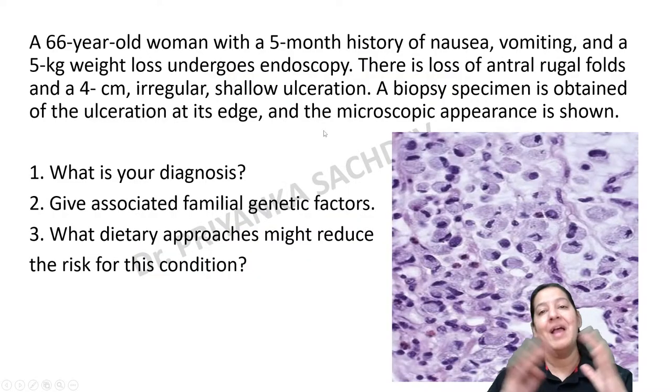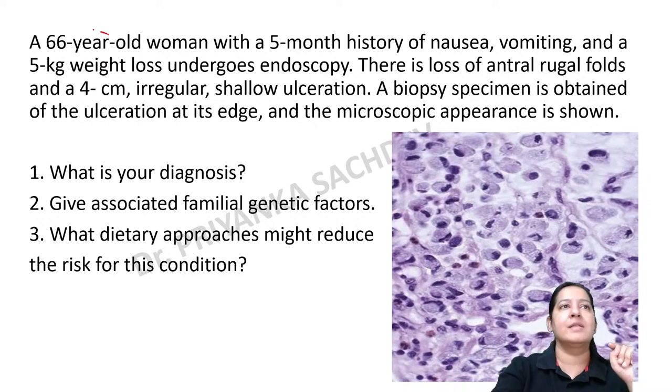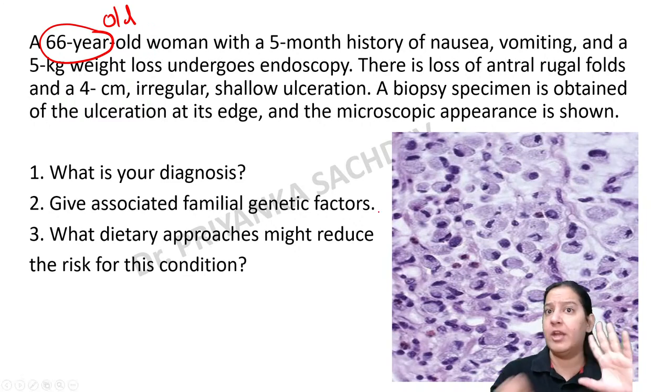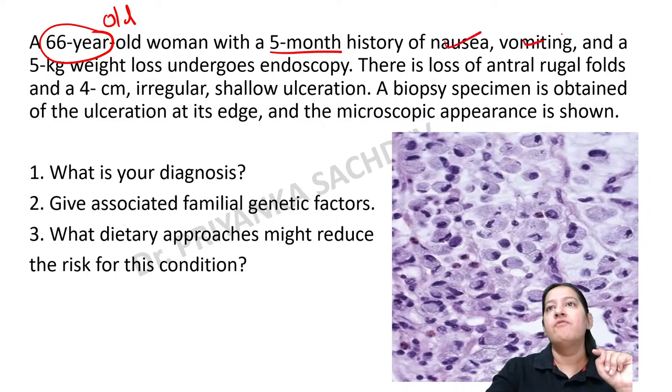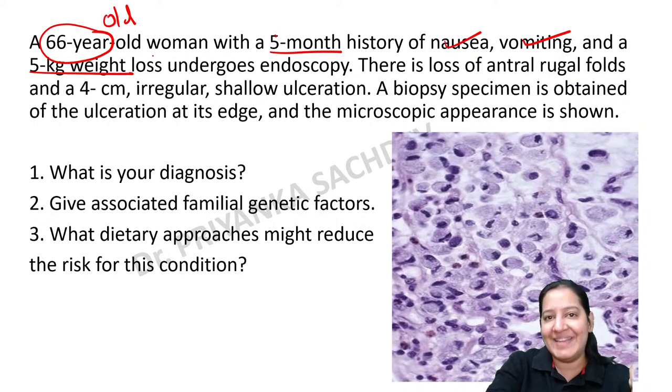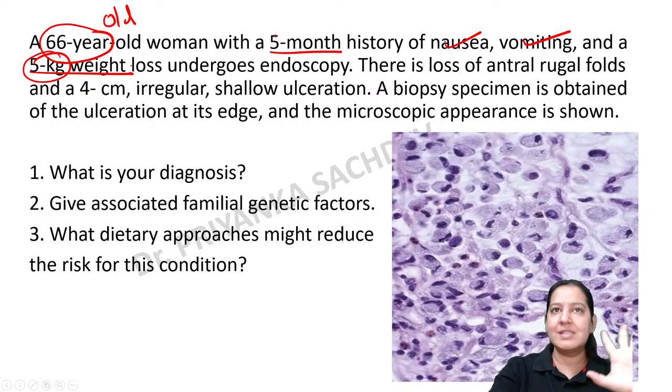Okay, let me read the question. Let me help you in taking the clues given in the question. Always there are clues in the question. A 66 year old man. So there is an old man. The clue is that there is some disease occurring in old age, not in children, right? With a 5-month history of nausea, vomiting and sudden weight loss. 5 kg weight loss in 5 months in old age, oh my God, it is malignancy. Old people don't do gymming, jogging, dieting. A 66 year old man is not dieting, still he has sudden 5 kg weight loss. So in old age, if sudden weight loss occurs, the first suspicion should be malignancy.